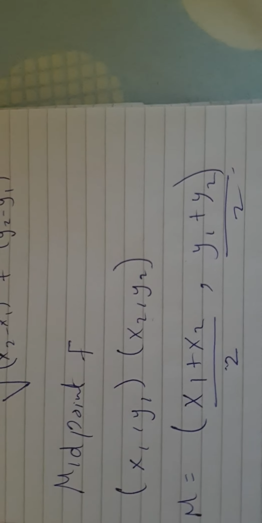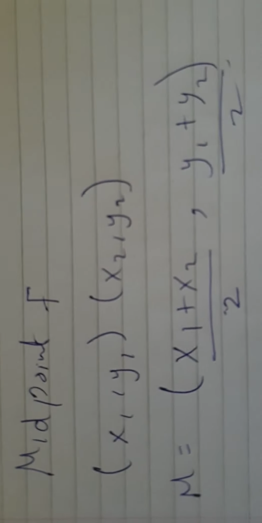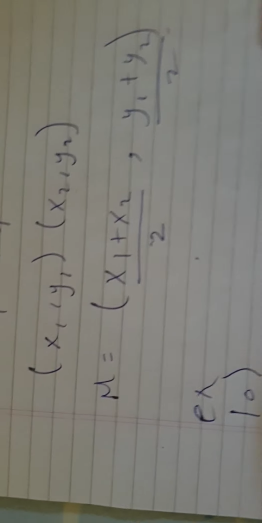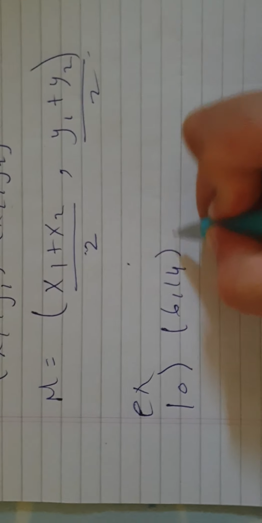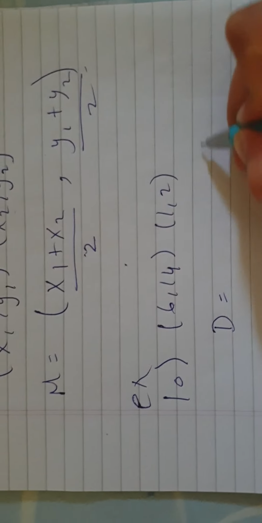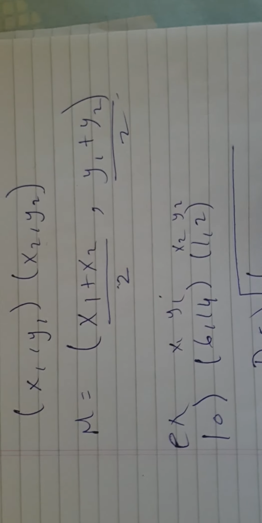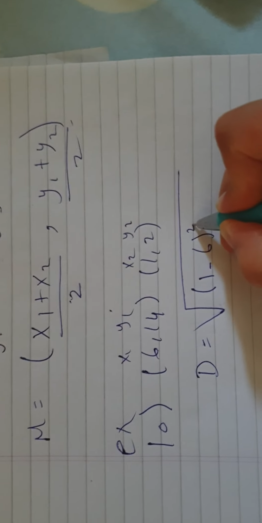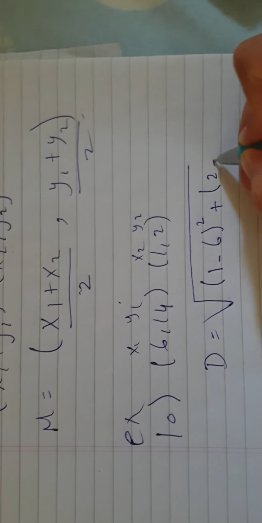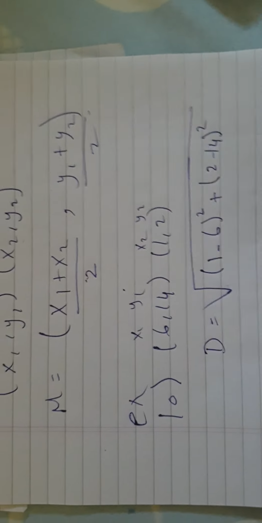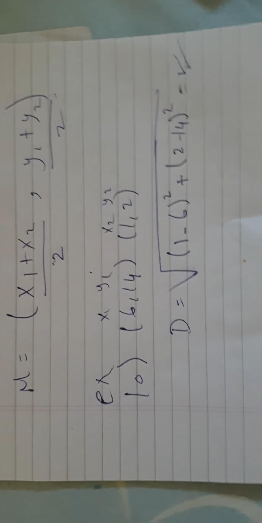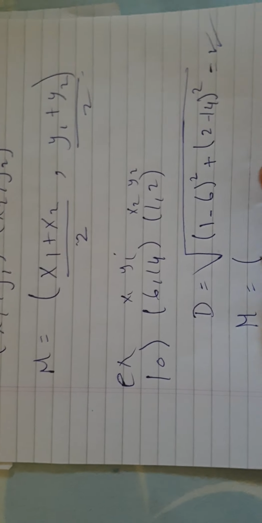Example, let me solve with you one fast example. Again, back to this page. Actually, I'm going to do number 10, okay? And then you can do 11 by yourself. I have 6 and 14 and I have 1 and 2. Let's find the distance. It's going to be x2 minus x1 all squared plus y2 minus y1 all squared. So 1 minus 6 all squared plus 2 minus 14 all squared under the square root, and then you will find your answer.